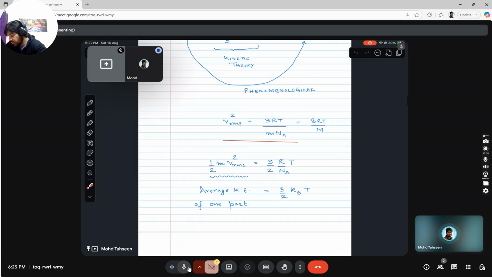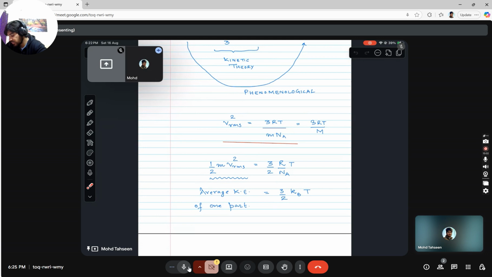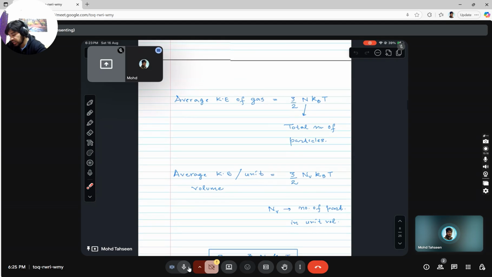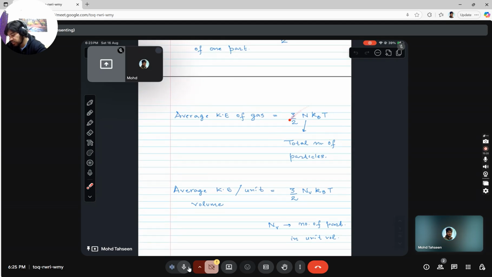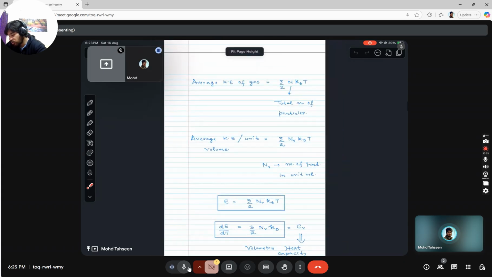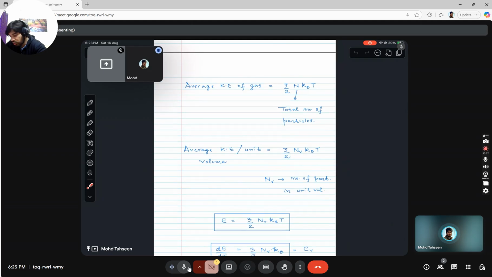And so here, if we now look at the kinetic energy of one particle, right? For one particle, this kinetic energy comes out to be this factor, and if we multiply this by n, this gives us the average kinetic energy of the gas, right? So this is the expression for average kinetic energy of the gas, and we can divide it by volume to get the average kinetic energy per unit volume, and this is what the expression comes out to be.